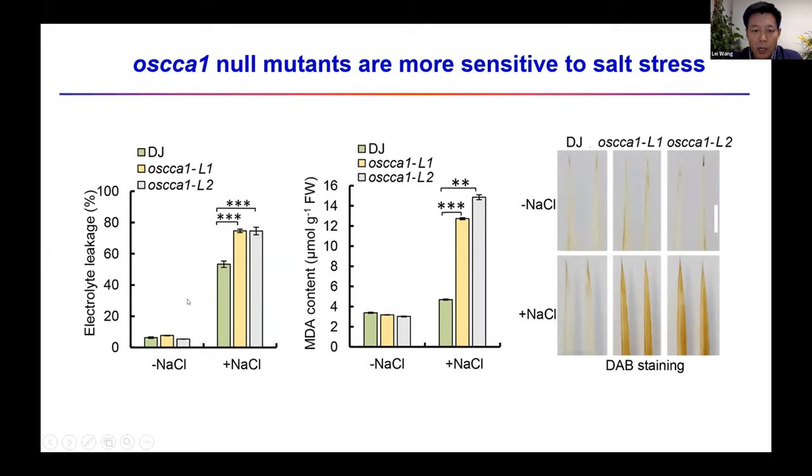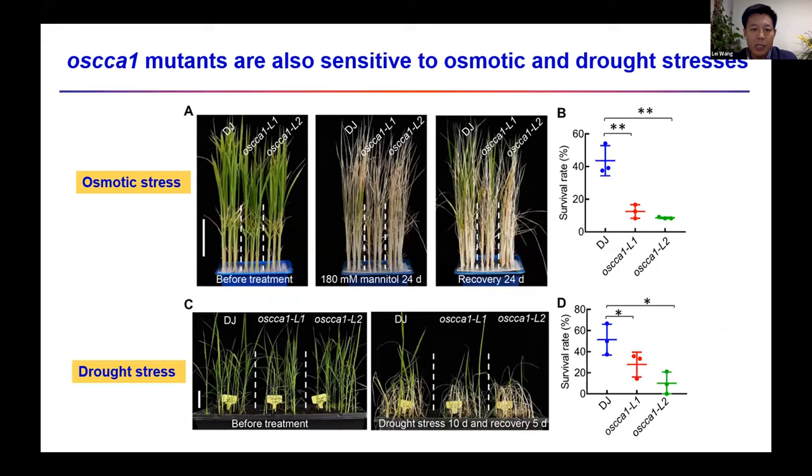We also assessed DAB staining, which is an indicator of ROS homeostasis. In the presence of sodium chloride, both of the CCA1 mutants show much higher accumulated ROS. This is consistent with CCA1 mutants being sensitive to salt stress. In addition, we found the CCA1 mutants are also sensitive to osmotic stress and drought stress. We treated plants with mannitol and with drought stress. As you see here, both lines displayed a much lower survival rate compared to the wild type, suggesting OsCCA1 is involved in multiple abiotic stress tolerance.